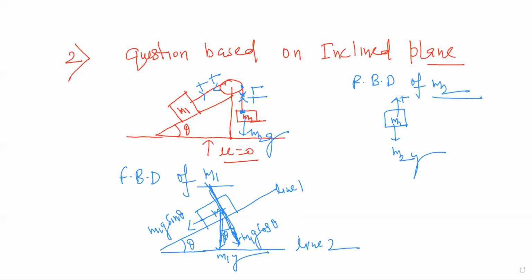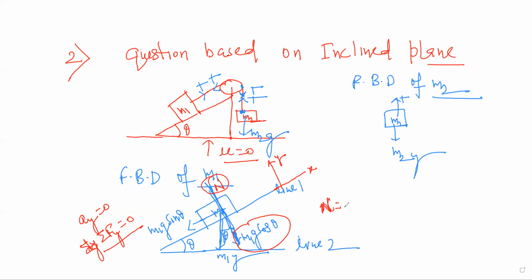Now, since the body is not accelerating, if we select this as our x-axis and this as our y-axis, we observe that the acceleration along the y-axis is 0. That's why the summation of forces along the y-axis will be 0. Along the y-axis we have the normal reaction and m1g cos theta. That is, N will be equal to m1g cos theta.